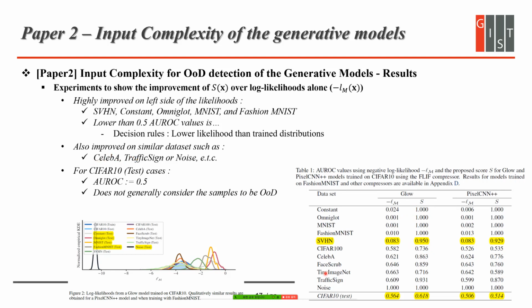Also, this kind of dataset shows values similar to the training dataset. Because of that, the ROC value is similar to the 0.5, but this dataset also shows improvements.